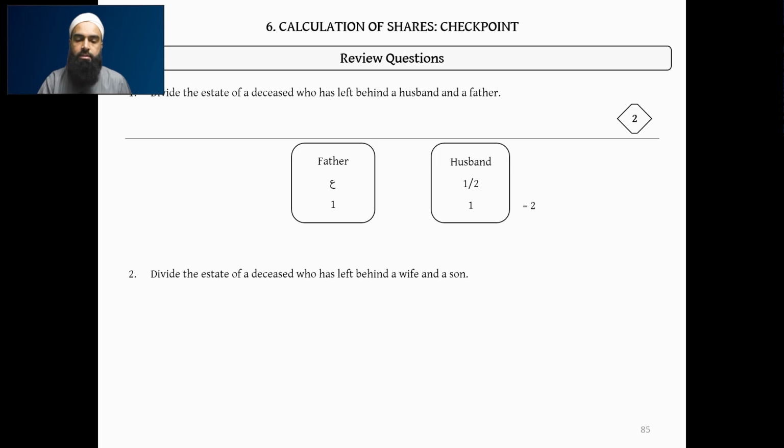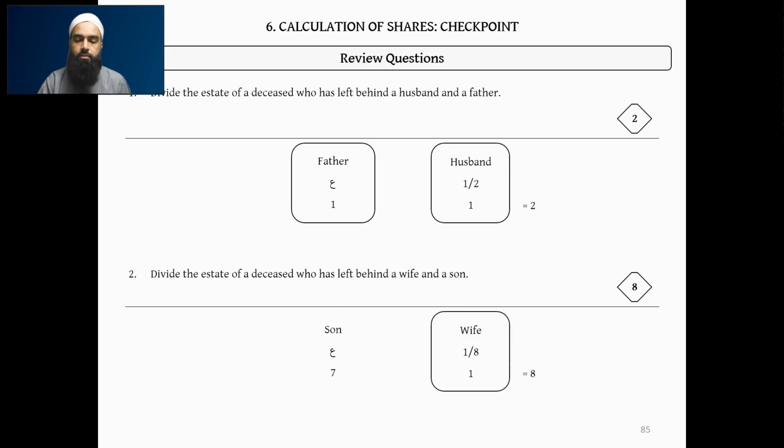Question number 2, divide the estate of the deceased who has left behind a wife and a son. So draw it out, you write wife and son. Now the answer, 1/8 for wife, son becomes asaba, becomes the agnatic shareholder. Because there's only one fraction, 1/8, we make the divisor out of 8. Wife gets 1/8, and the remaining 7 shares will go to the son. E equals 8, so we've got everything going right.